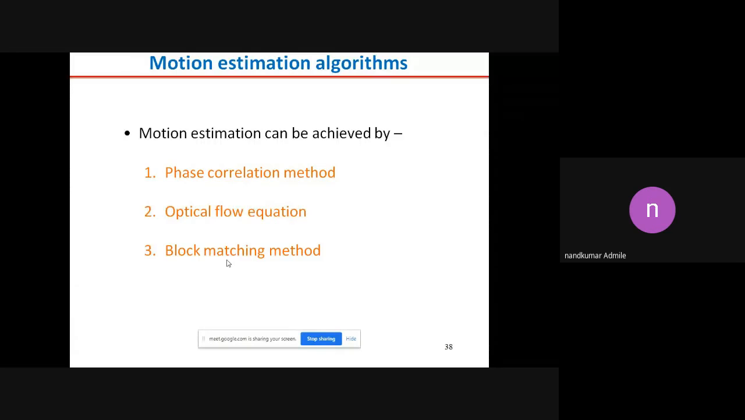There are three important types of algorithms. The first one is the phase correction method, the second is the optical flow equation, and the third one is the block matching method. In short, we have to study these three types of algorithms. What is the phase correction method, what is the optical flow equation, and what is the block matching algorithm or block matching method.